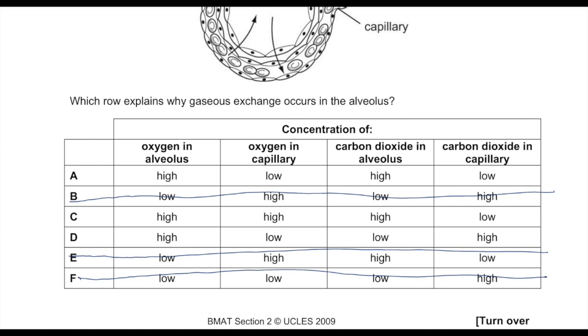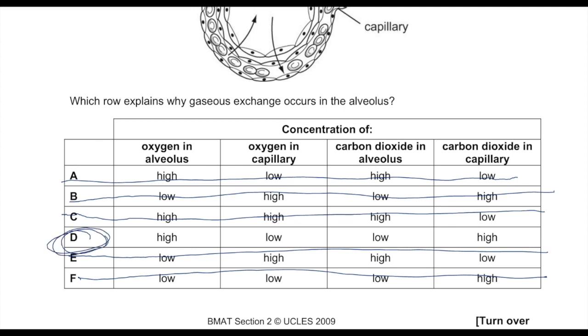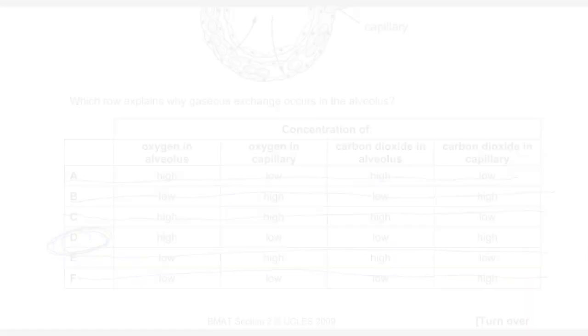So I've already answered, therefore, the concentration of oxygen in the capillary and the carbon dioxide in the capillary as well. So let's quickly do that. So oxygen, anything with high we could cancel, and carbon dioxide in the capillary is going to be high. So therefore the answer is going to be D. And that is question 21 completed.